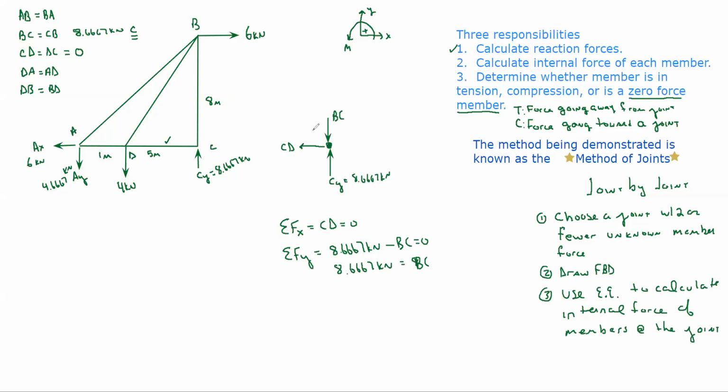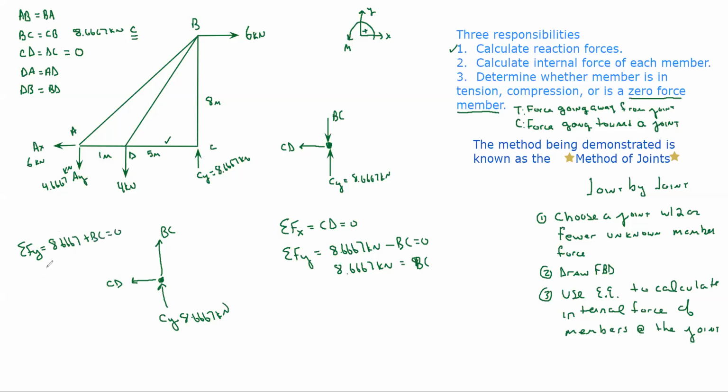Now, a typical question would be, so I'm going to redo this problem very quickly. There's point C, there's CY. For some reason, I write BC going away. CY is still 8.6667 kilonewtons. BC I have shown going away. If I do the equilibrium equation for Y in this free body diagram, I would get 8.6667 plus BC is equal to 0.